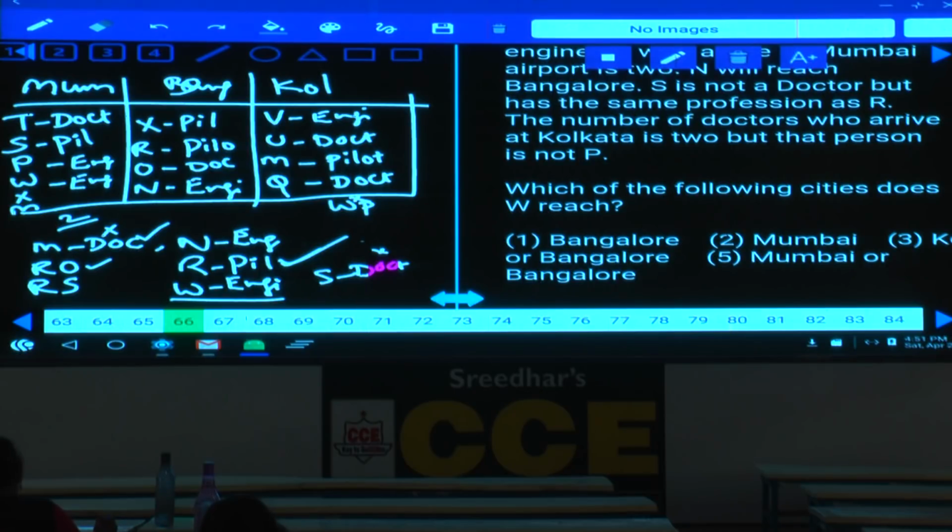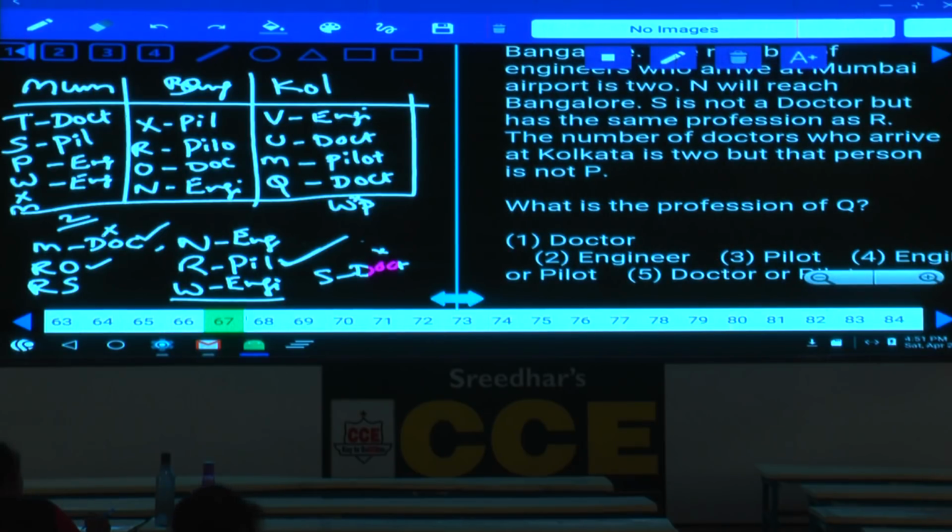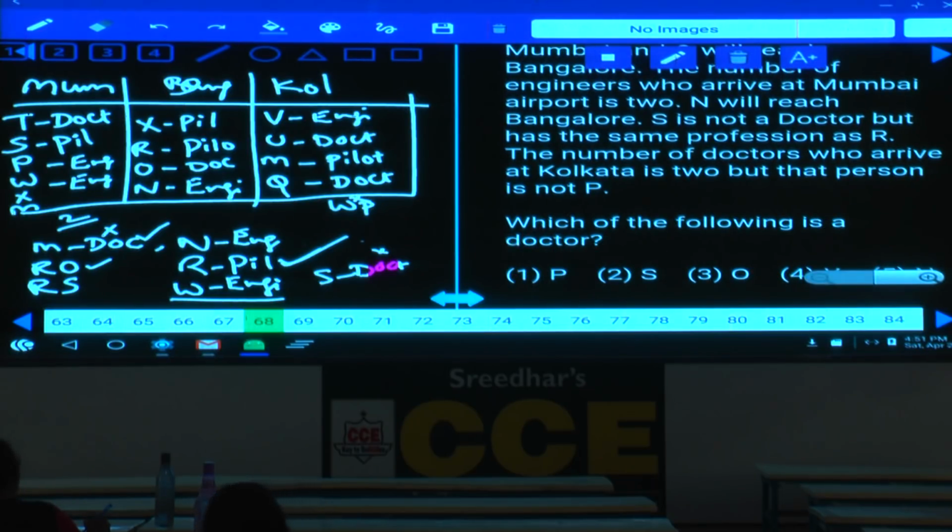Question number 66: which of the following cities does W reach? As W reaches Mumbai, that is given in choice 2. Then question number 67: what is the profession of Q? Q is a doctor, that is choice 1. Then question 68: which of the following is a doctor? Who is the doctor here? P is an engineer, S is a pilot, O is a doctor, that is choice 3.